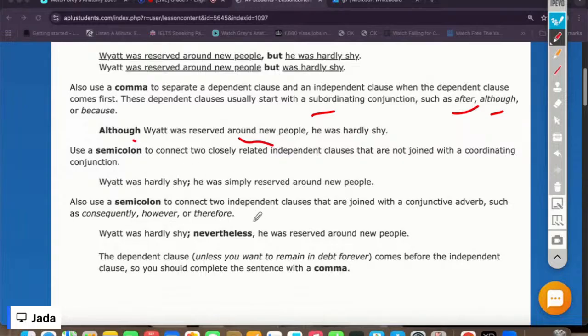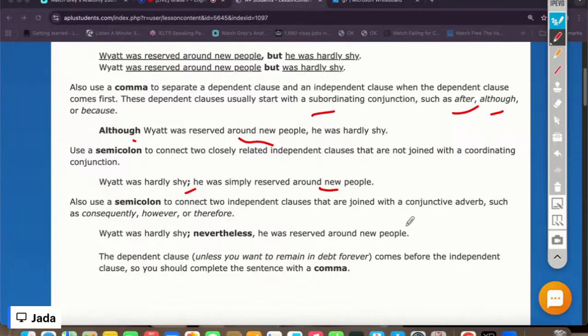Now use semicolons to connect two closely related independent clauses that are not joined with a coordinating conjunction. So if you have two closely related independent clauses that are not joined with a coordinating conjunction, then you would use what? Semicolon. Wyatt was hardly shy; he was simply reserved around new people. So semicolon. Okay. Also use a semicolon to connect two independent clauses that are joined with a conjunctive adverb.